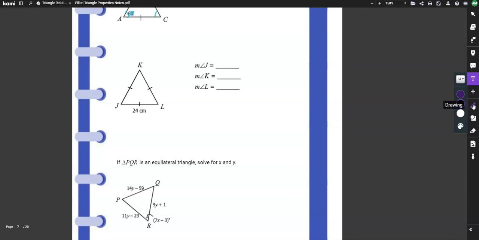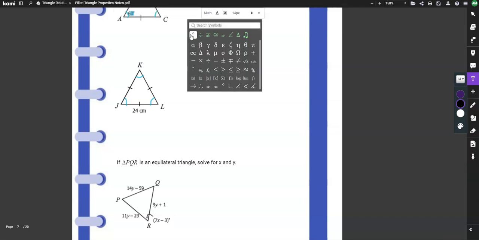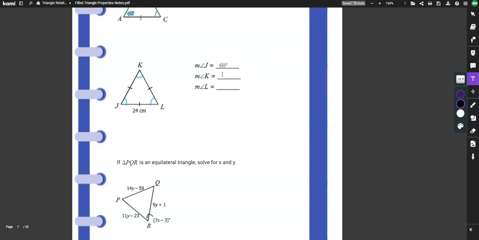Equilateral triangles are also equiangular. So let's mark the angles congruent. And again, if all three angles are congruent, then the only possible angle measure in this instance is going to be 60 degrees. So all three angles are going to be 60 degrees.